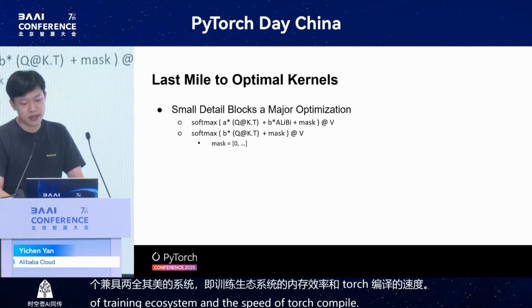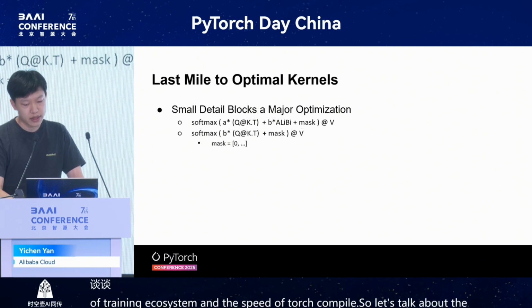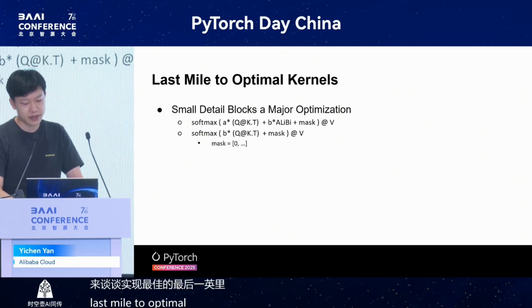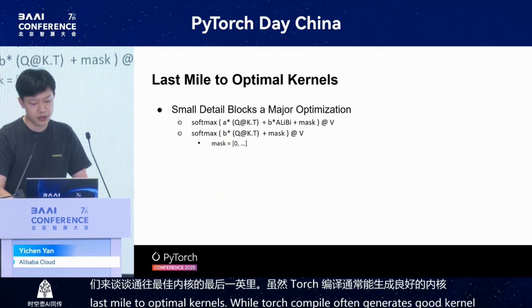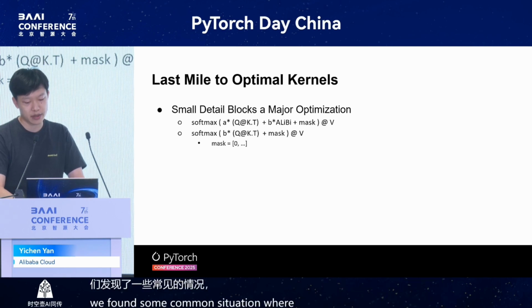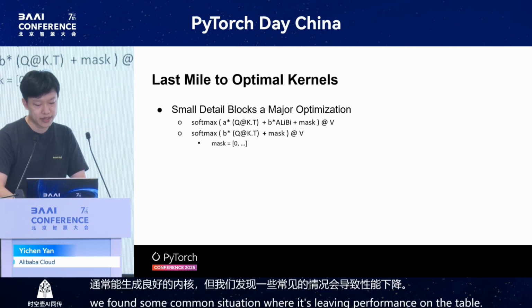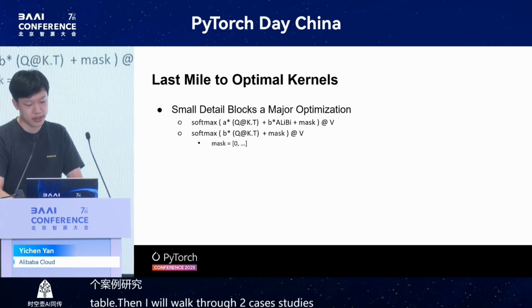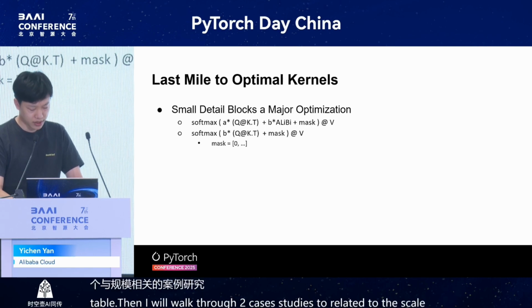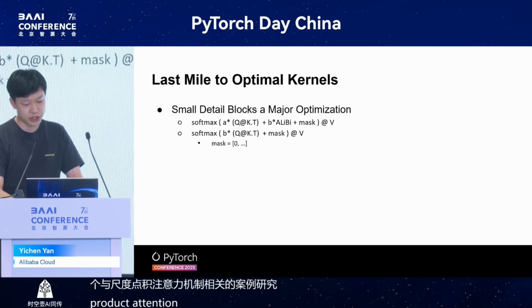So let's talk about the last mile to optimal kernels. While torch.compile often generates good kernels, we found some common situations where it's leaving performance on the table. Today, I will walk through 2 case studies related to the scaled dot product attention, the SDPA function.